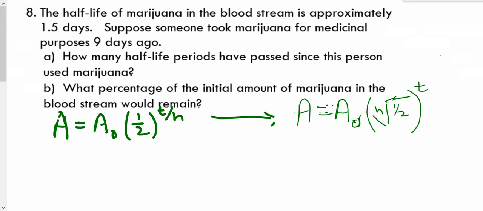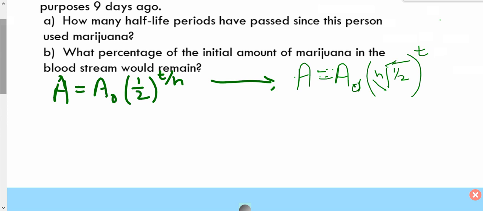I'm not going to do that one. I'm going to do the half-life formula. First question is just basically saying how many half-lives have passed. So they're just basically asking you, if 9 is my time in days and H is my half-life, which is 1.5, what's 9 divided by 1.5? That's what they're asking. I'm going to answer both A and B together.